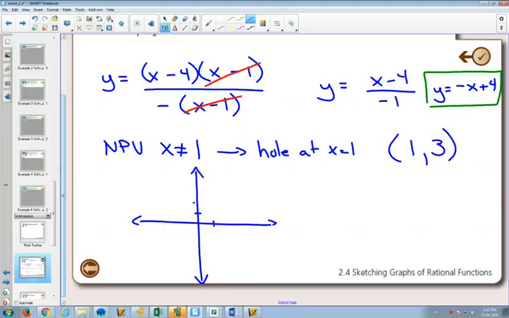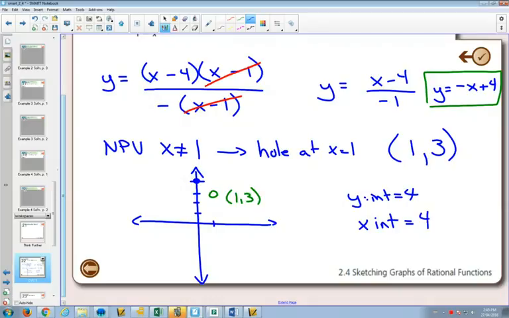We know that we're going to have a hole at 1 comma 3. How do you graph the line negative x plus 4? You would know that you have a y-intercept at 4. In fact, we can find all of these things. Can you see that you're going to have a y-intercept at 4? And where is our x-intercept going to be? Our x-intercept is going to be at 4 as well.